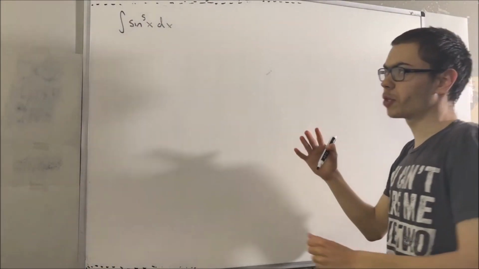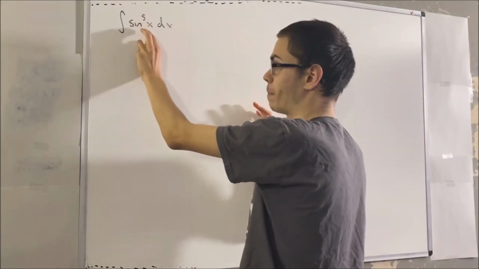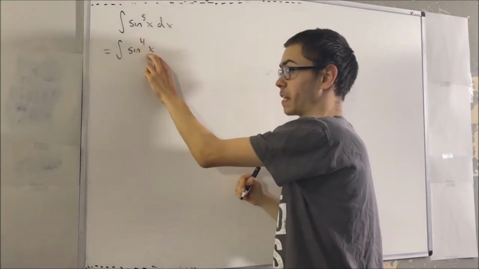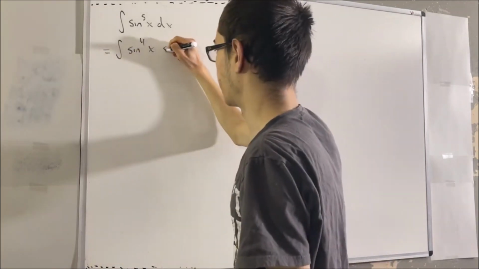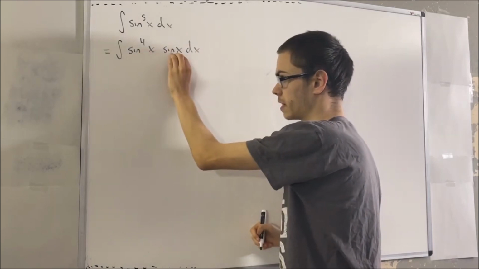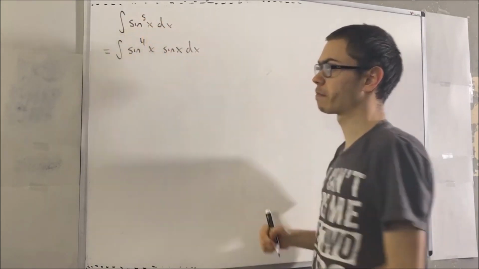Well, what we're going to do is drop the power of 5 to a power of 4. So that would give us sine to the fourth of x, but we still have to multiply another sine of x onto it. And this assures us this times this is sine to the fifth of x.